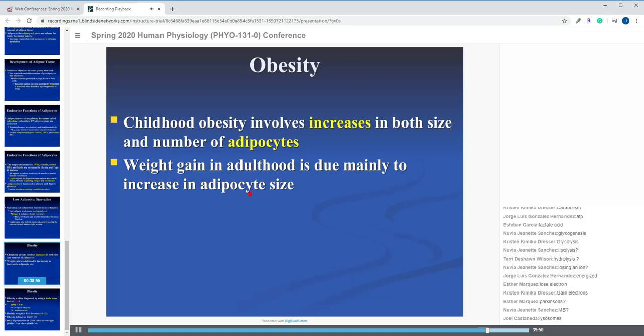But in adults, obesity is mainly due to the increase in the size of the adipocytes that are present in the body of adults. So here only the size of the existing adipocytes will increase, whereas when obesity occurs in children, that causes an increase in both the size of the adipocytes and the number of adipocytes present in the body.